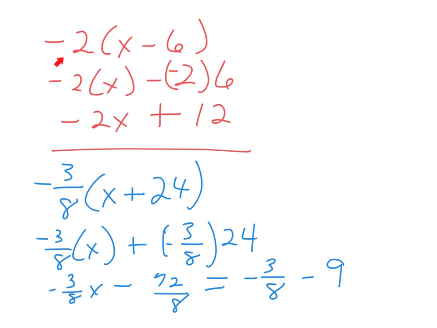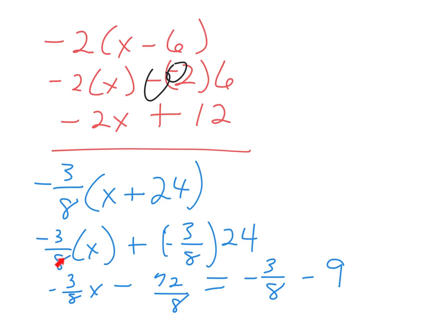We have another problem here. We have negative 2x times x minus 6. Distribute that out, and you have negative 2x. That's negative 2 times negative 6, which comes out to be negative 2x plus 12. The two minus signs here equal a plus, a positive sign.